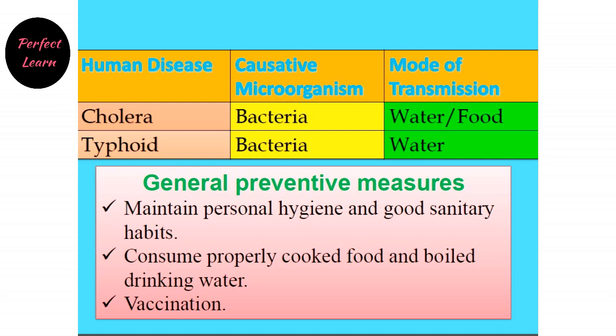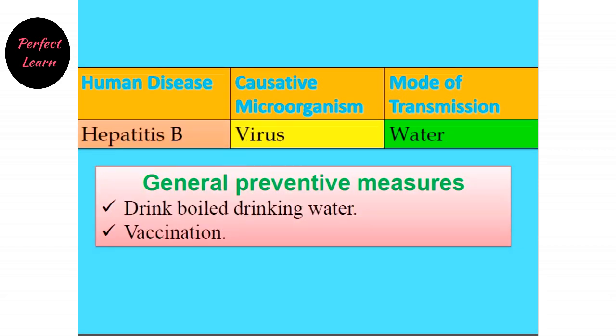General preventive measures. Maintain personal hygiene and good sanitary habits. Consume properly cooked food and boiled drinking water. Vaccination. And the next one is hepatitis B, causative microorganism virus, mode of transmission water. General preventive measures. Drink boiled drinking water.